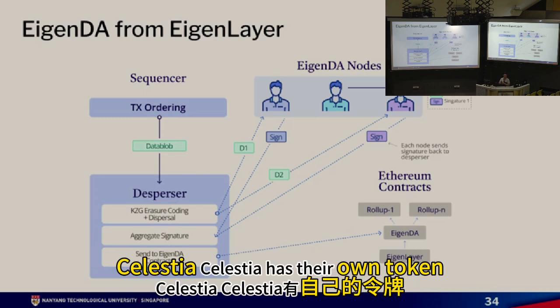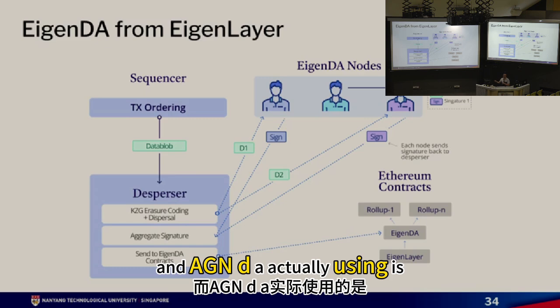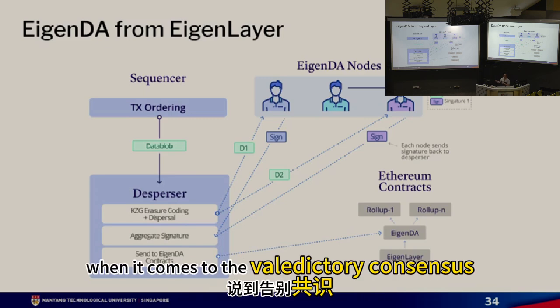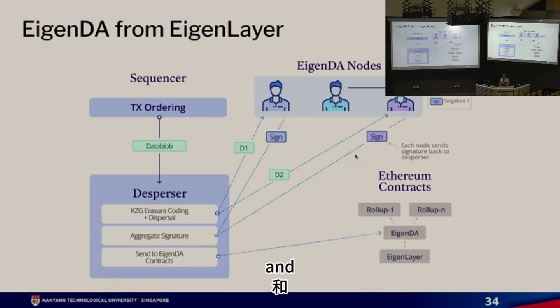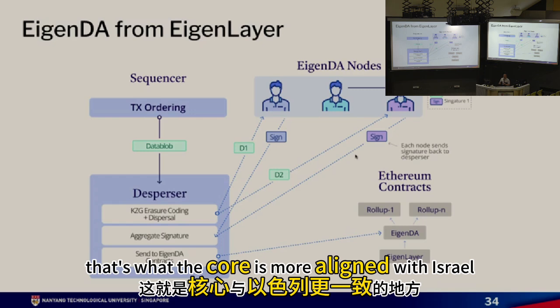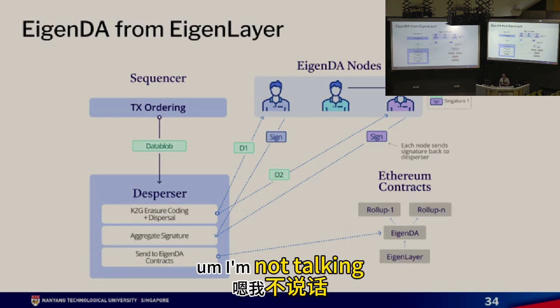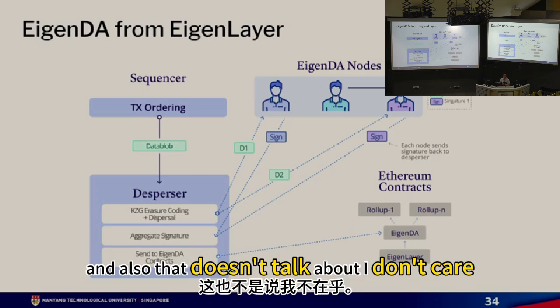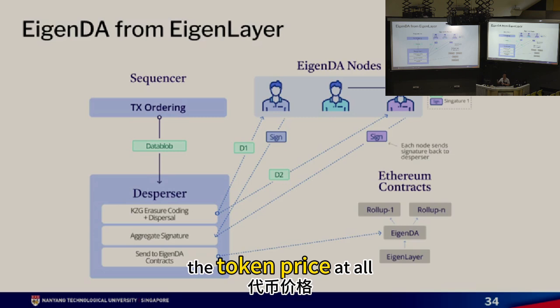Celestia has their own token, and Eigen DA actually uses ETH. Even though they have their own token, the token has no usage when it comes to validator consensus. And that's what they call being more aligned with Ethereum. I'm not talking about whether this approach is right or wrong. I also don't talk about, I don't care about the token price at all.